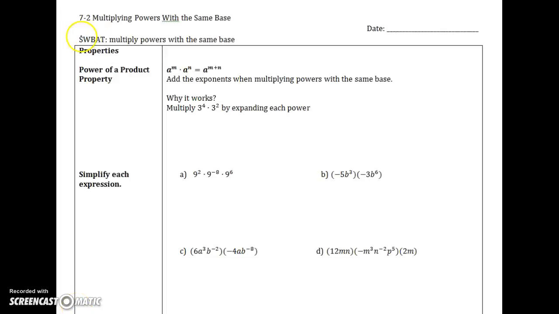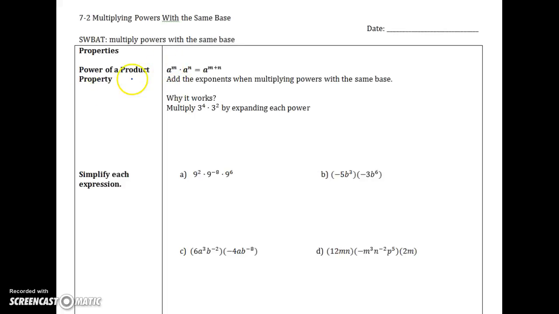Hello and welcome to 7-2, which is multiplying powers with the same base. Our SWABAT is to multiply powers with the same base. Some properties, actually just one for today. It is known as the power of a product property. The power of a product property.